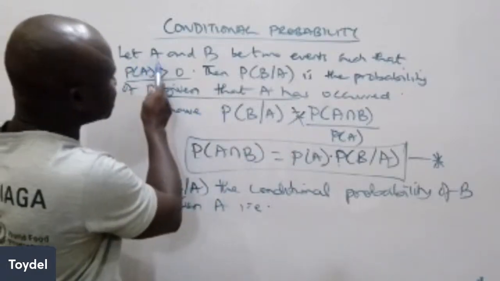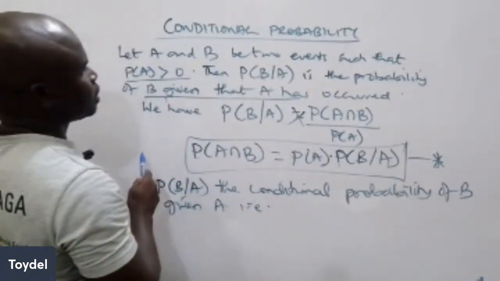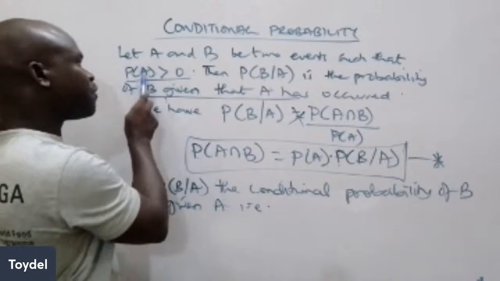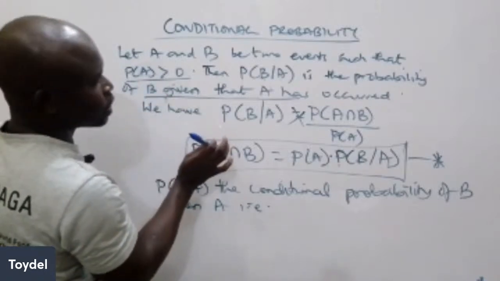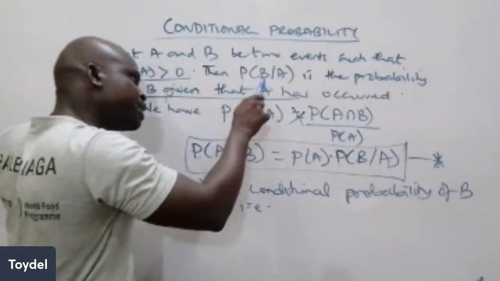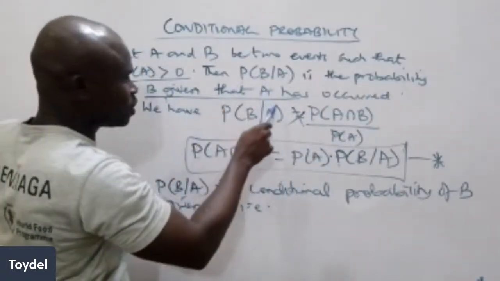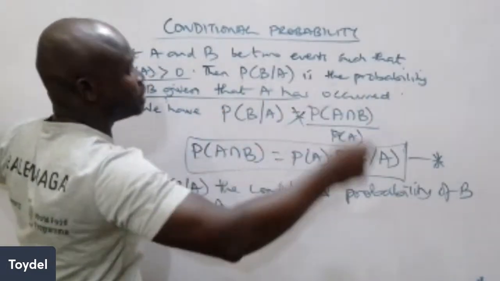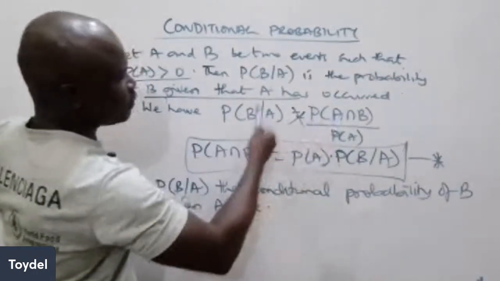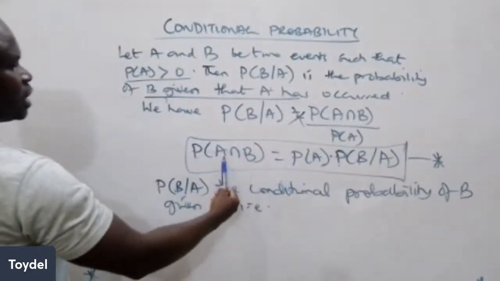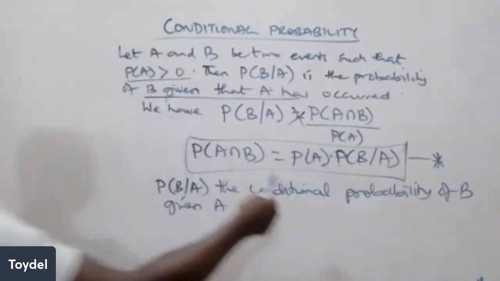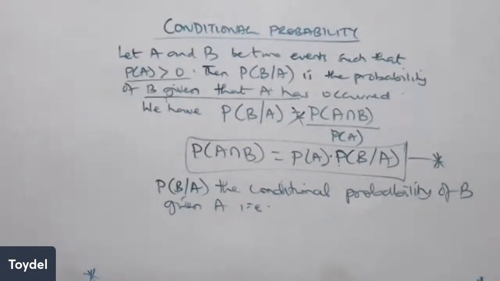So when we have two events A and B such that probability of A is greater than 0, then probability of B given that A has occurred is equal to probability of A and B all over probability of A. If you cross multiply, probability of A and B is going to give us probability of A multiplied by probability of B, given that A has occurred.